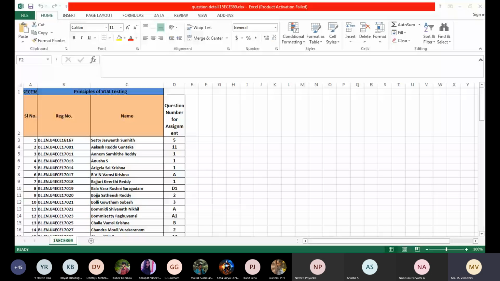Any doubt in this? Your assignments you need to upload in the MS Forms link. If you have any doubt in your question, if any variable is missing or anything is missing, please personally message me. I'll sort it out. It's shared in the Teams post, 15 EC369 Teams. In the post, in the files, I have uploaded it.